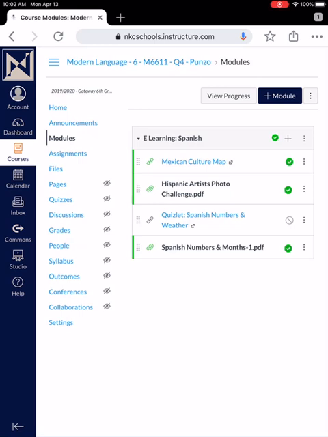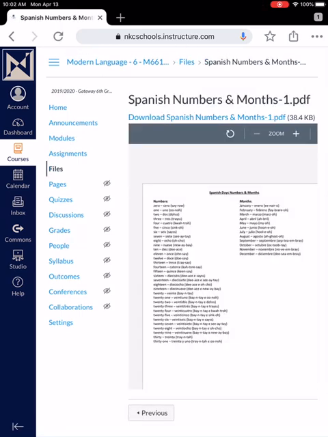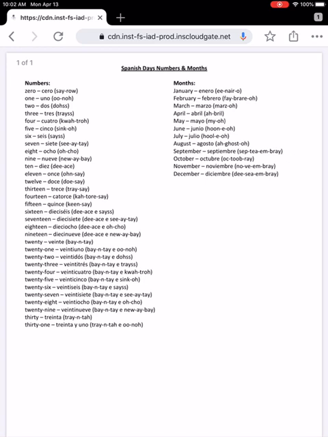Now, I know that my module looks just a little bit different than yours because I have some other stuff in here that will be coming out to you later. So on my screen, it's the last thing. It says Spanish numbers and months, and then it has that -1. So that's what you need to open. It'll pull up this screen here, which is kind of small, kind of hard to see. So I'm going to go ahead and click on download, and it makes it a little bit easier to see.